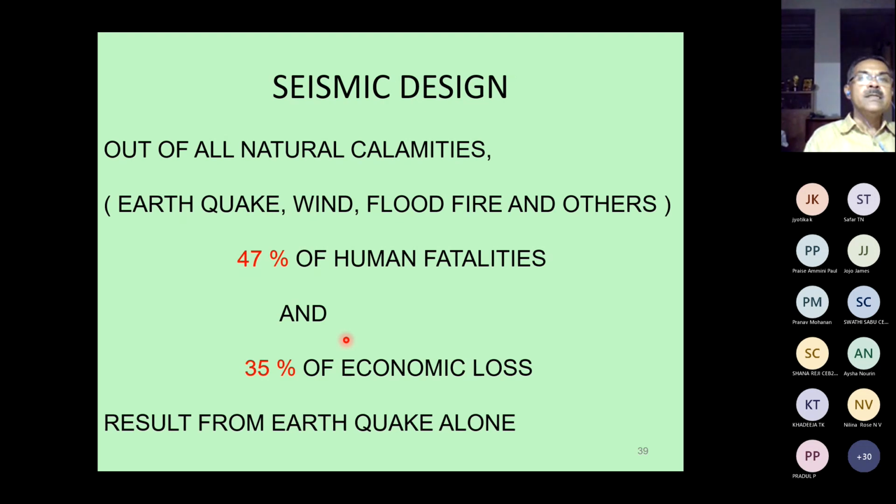Now coming to seismic. Seismic design, as you all know, is a major natural calamity, and out of all natural calamities classified as earthquake, wind, flood, fire, and all similar natural calamities, 47% of human fatalities happen during an earthquake. And it is estimated that 35% of the economic loss also can be attributed to earthquake, which you have seen in a recent earthquake. Turkey has lost 45,000 persons' lives or more. Rather, they have not estimated it precisely.